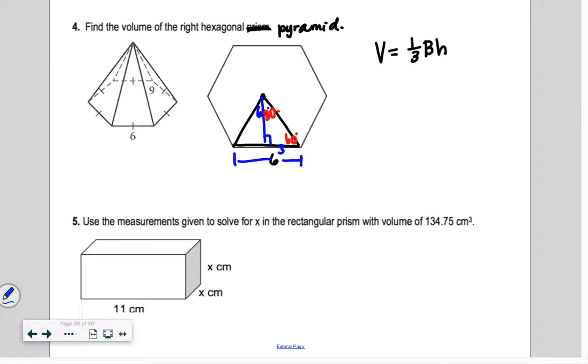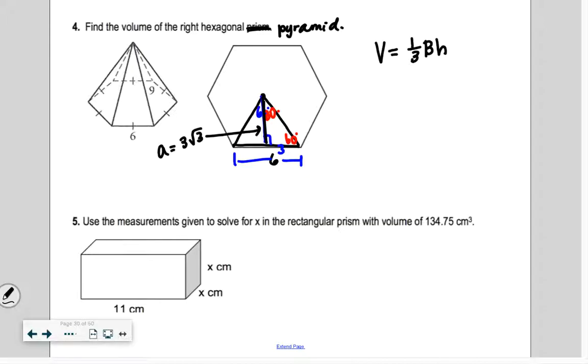Do you guys remember the word for this line right here? What's that called? Geometry definition time. Apothem. And the apothem, any idea how long that is? Close. 3 root 3, right? So 3 radical 3, or 3 root 3, because we had 3 along the bottom.